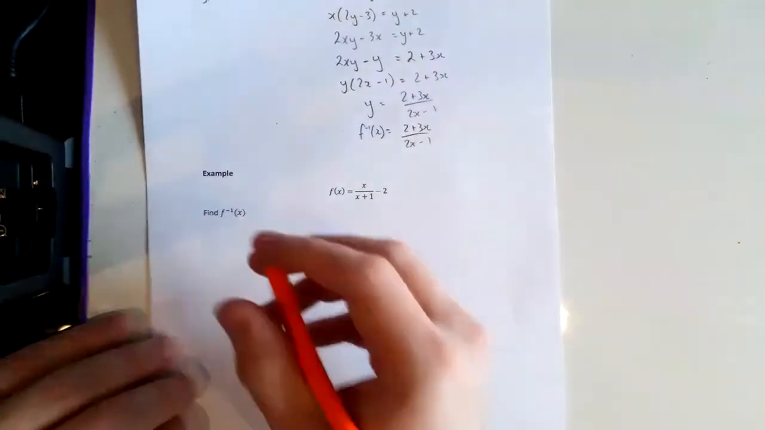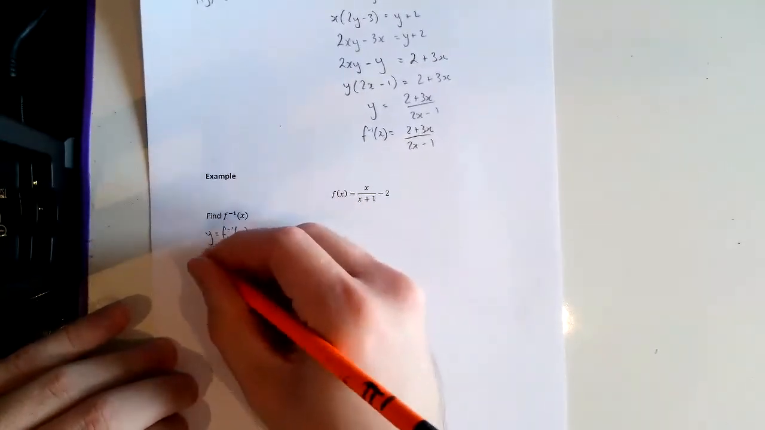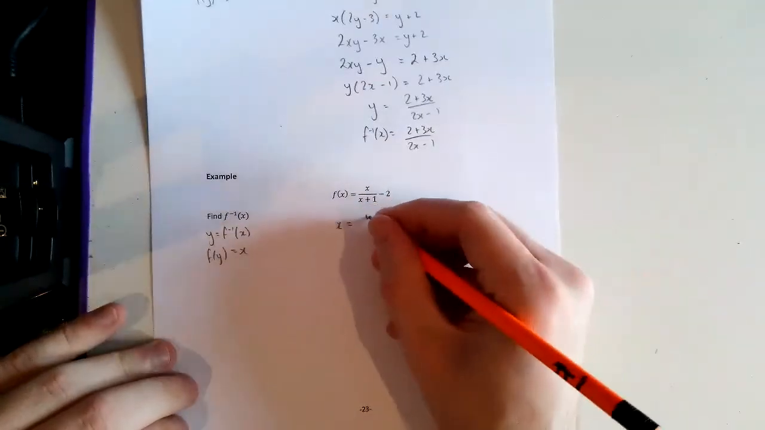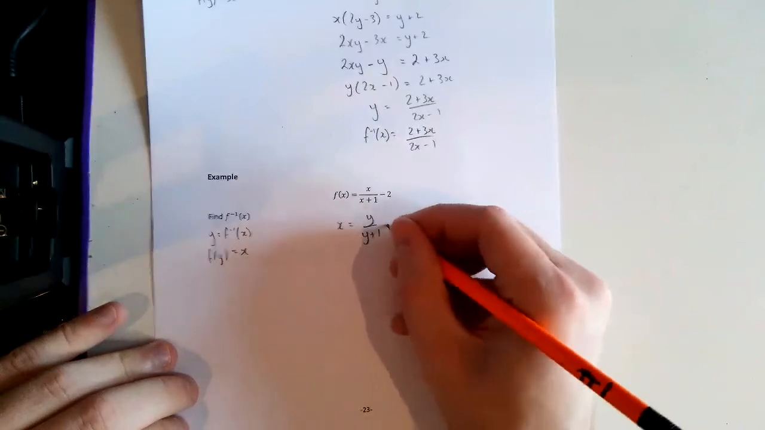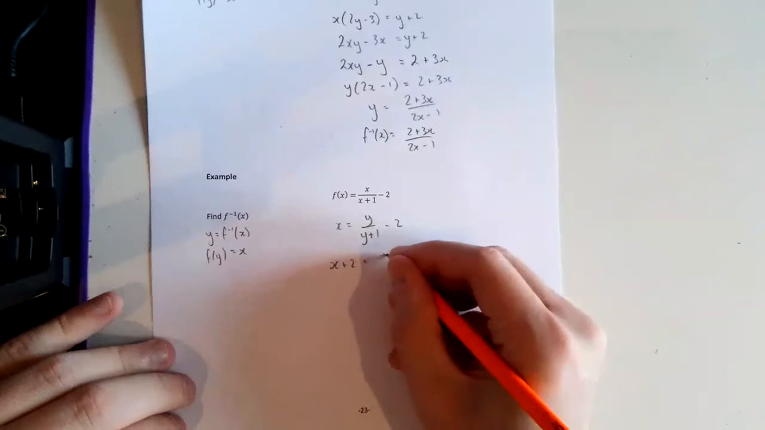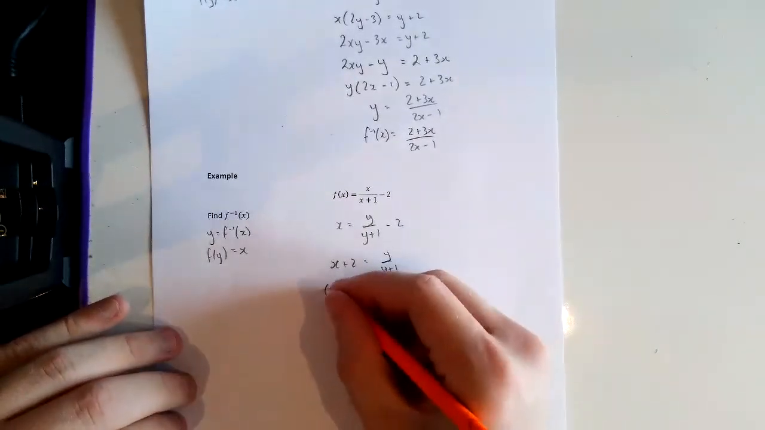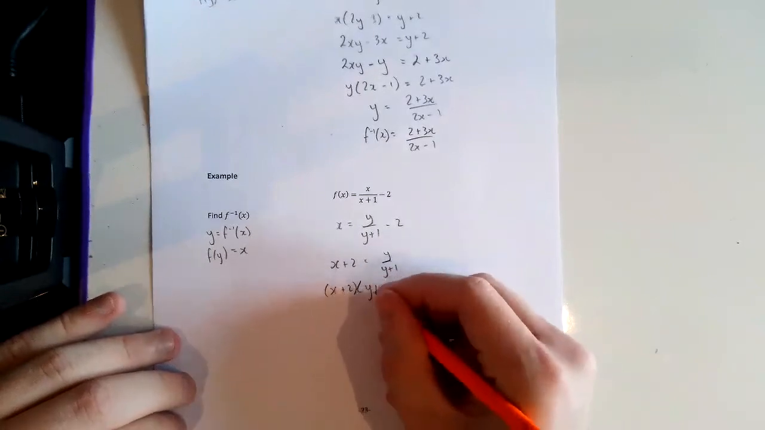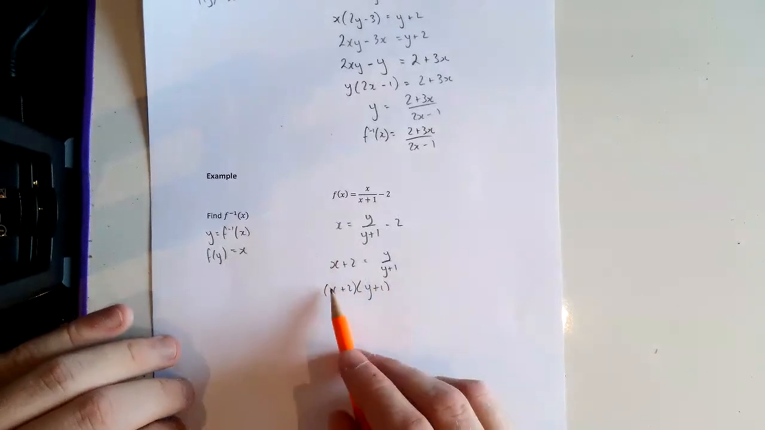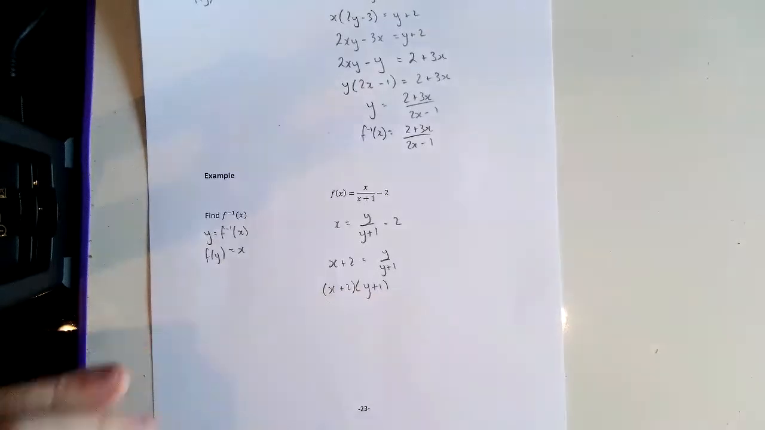Okay, next one. It's the same thing. y is the inverse. So f of y equals x. So x equals f of y. So y over y add 1 minus 2. So add 2 to both sides. x add 2 equals y over y add 1. Times both sides by y add 1. And look, I need brackets because I need to say all of this times y add 1. If I didn't have the brackets around that, it would just be 2 times that, then add x.